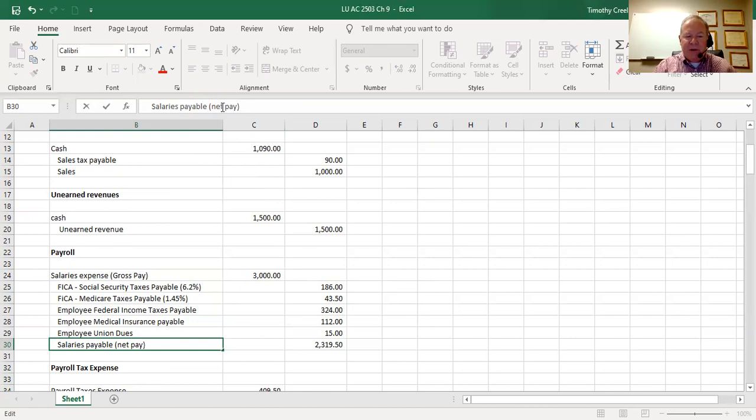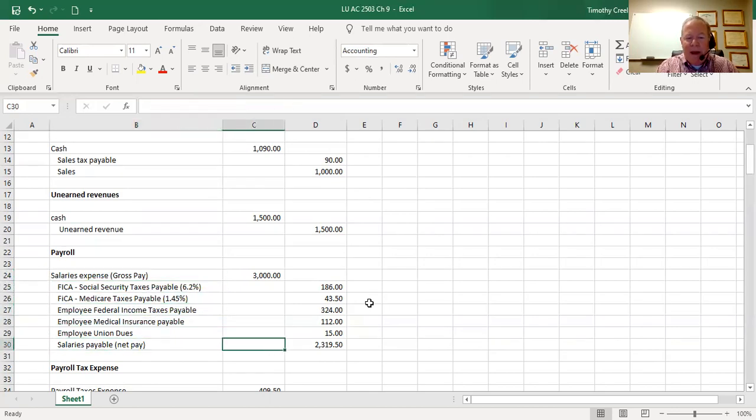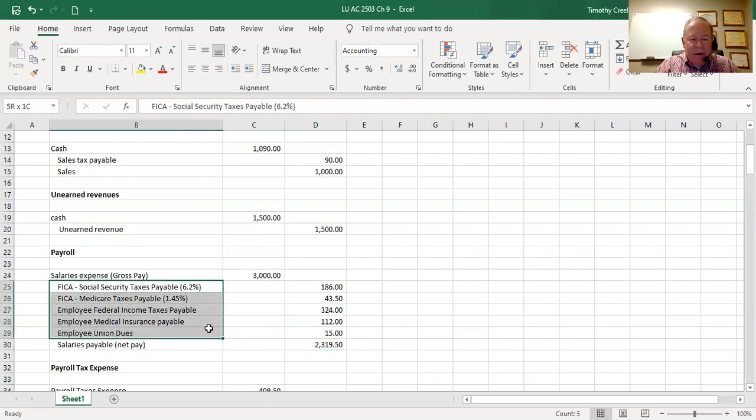Net pay would actually be what they receive. So basically, a company would debit salaries expense for the total that the employees have earned, and they would credit salaries payable for the net pay, which is the total pay going to the employees. Now, notice all the things that are taken out. These are just a few examples. After we get through this, I'll discuss a couple more that could be taken out as well.